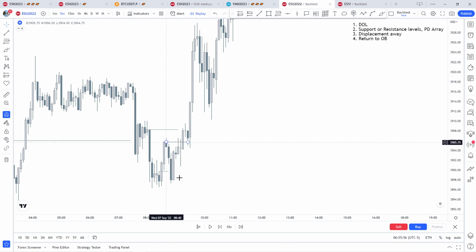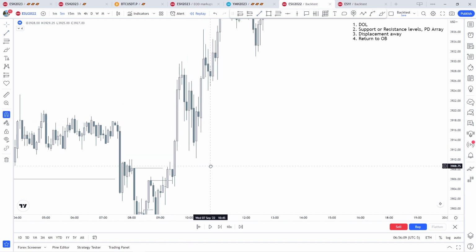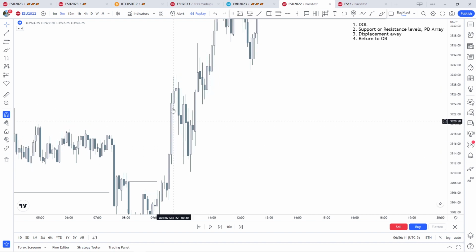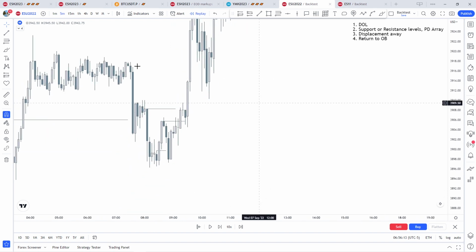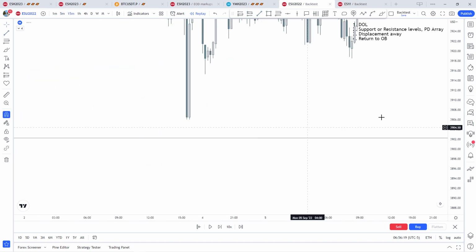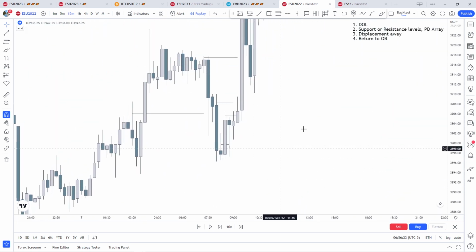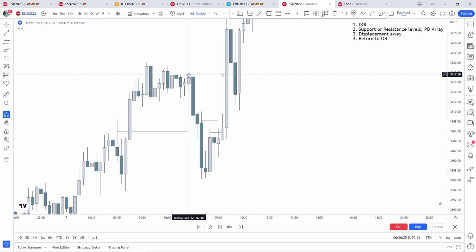So here we see it again. Return to it. This becomes our order block, doesn't get traded to. All right. So be it. So next one is trade back into this. If we look at a 15 minute, we trade back into this big order block right here.